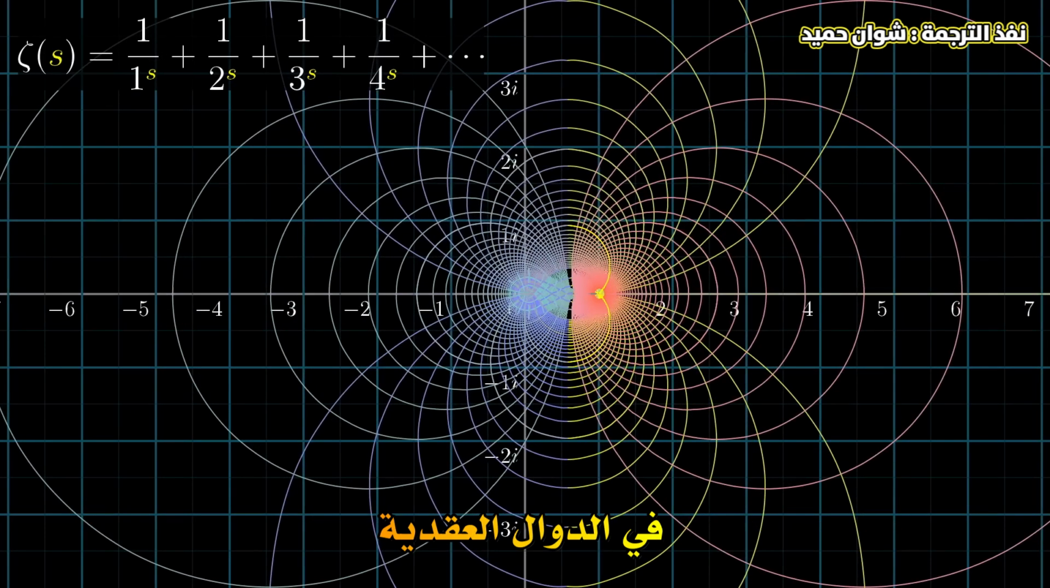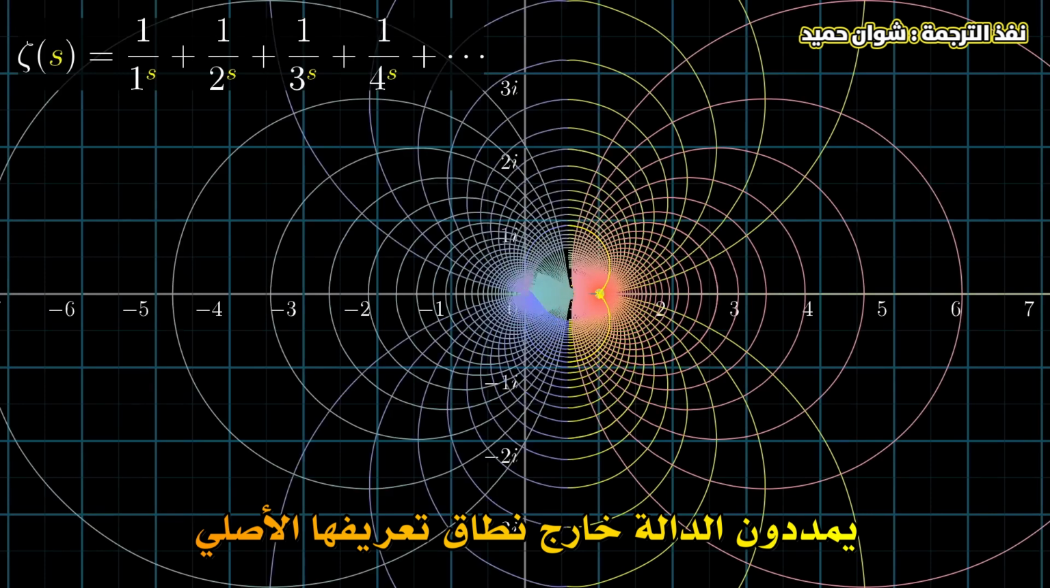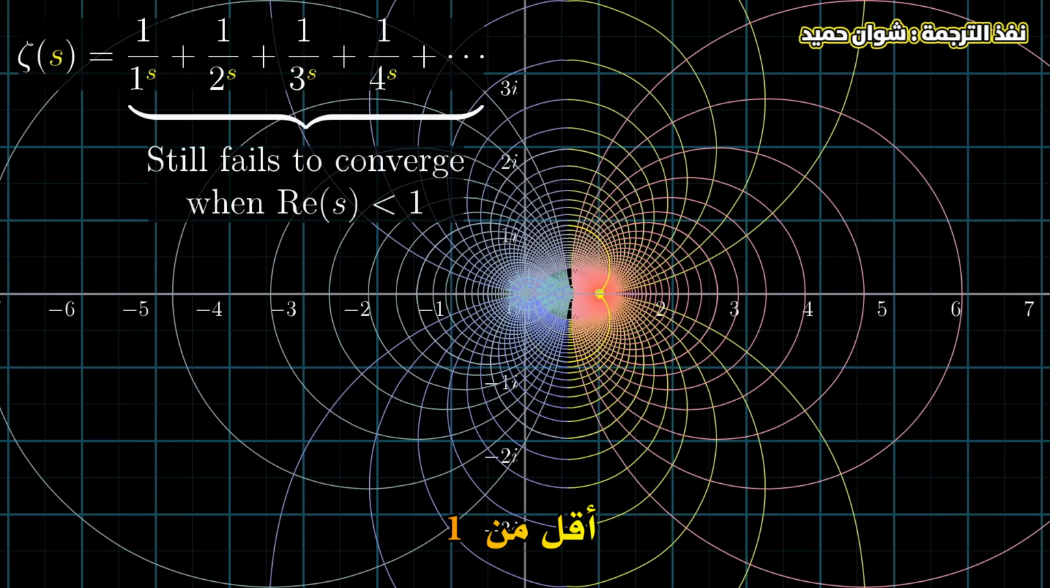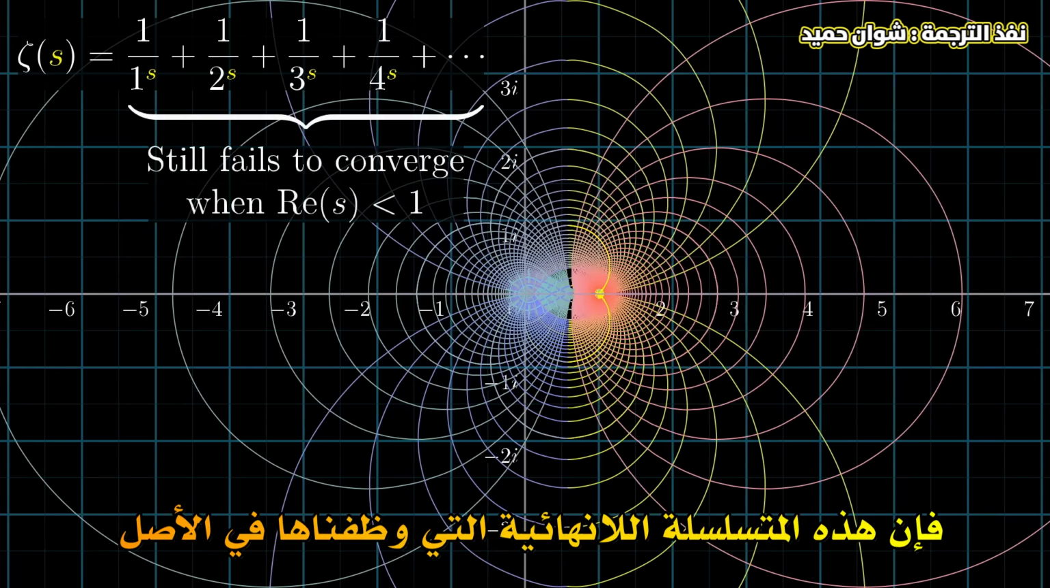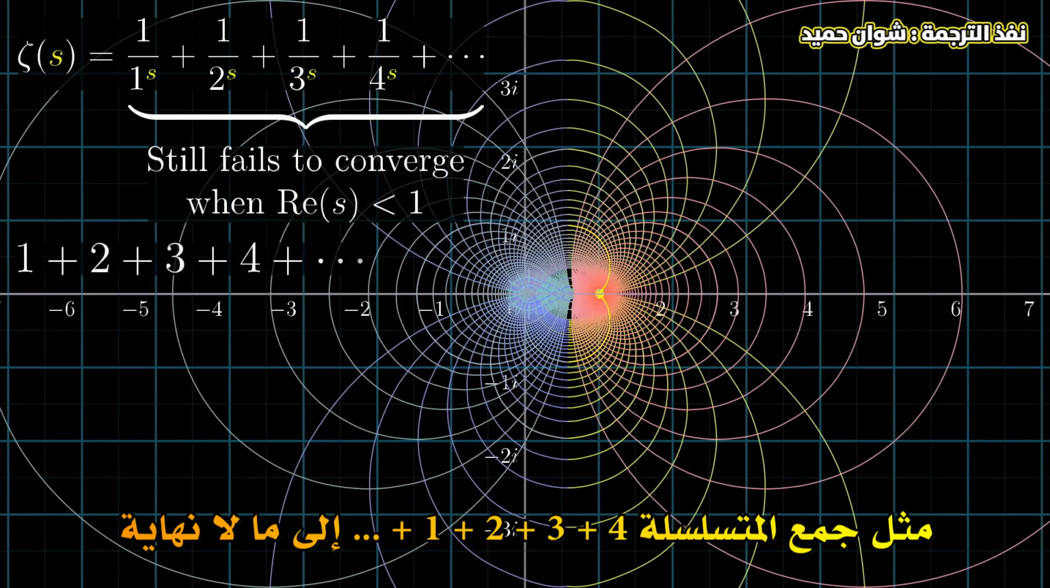Well, this is exactly what mathematicians working with complex functions do. They continue the function beyond the original domain where it was defined. Now, as soon as we branch over into inputs where the real part is less than 1, this infinite sum that we originally used to define the function doesn't make sense anymore. You'll get nonsense like adding 1 plus 2 plus 3 plus 4 on and on up to infinity.